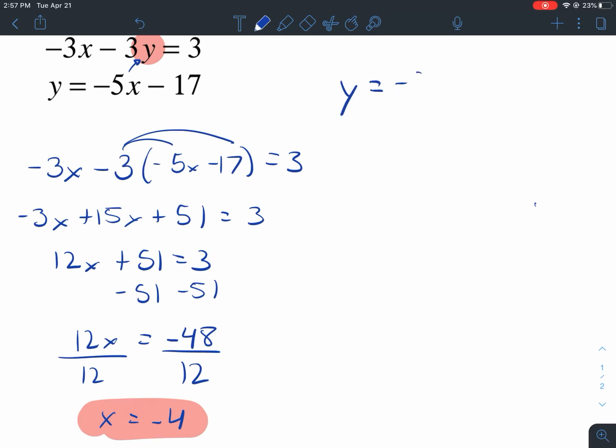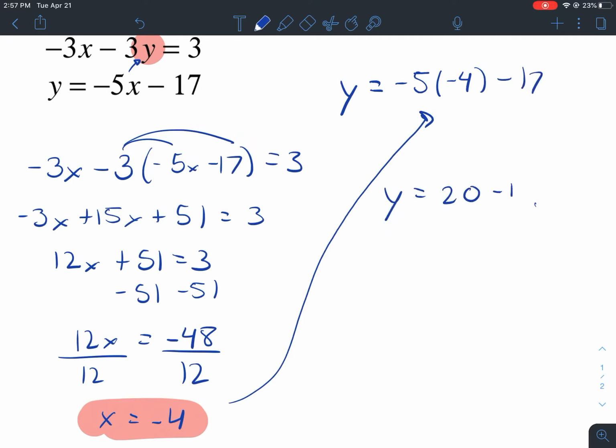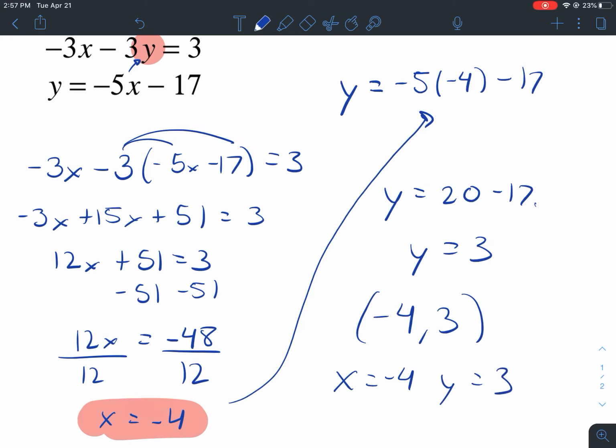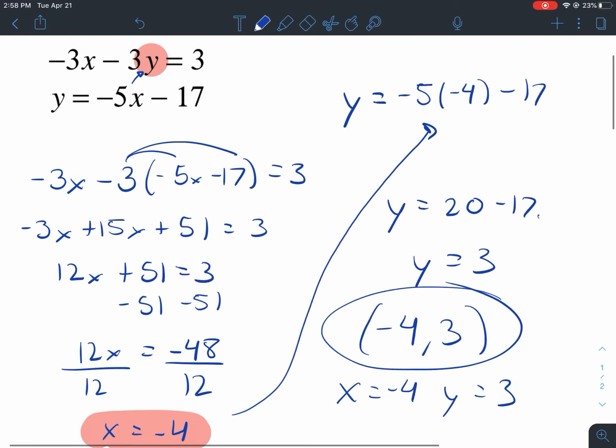So I'm going to solve for y. So I have y equals negative 5, and then instead of putting an x, I'm going to put what my x equals, which is negative 4, minus 17. So we get y equals 20 minus 17. y equals 3. So the solution to this would be negative 4, comma 3. Or you could just say x equals negative 4, y equals 3. But the better way to do that is write it as an ordered pair. So this is the method that you're going to want to use for number 7 on the algebra review homework.